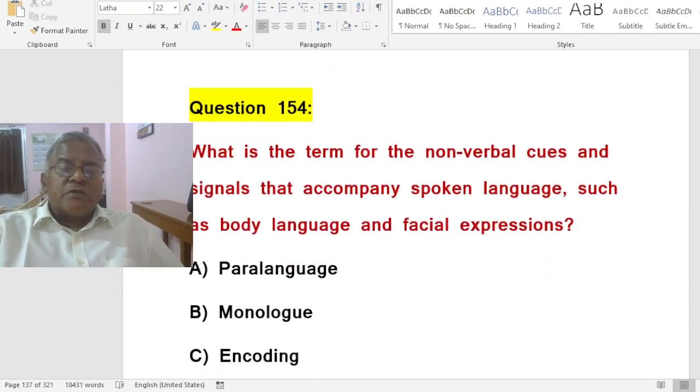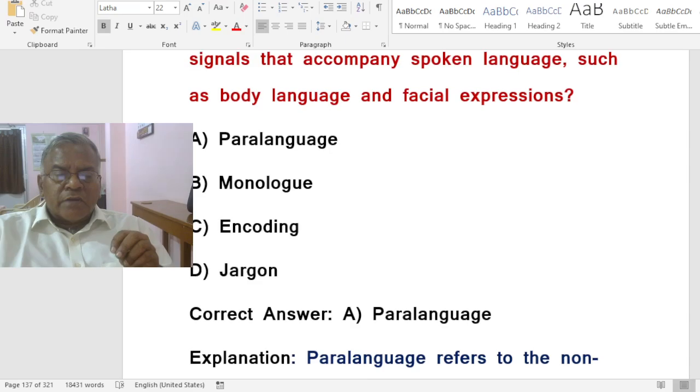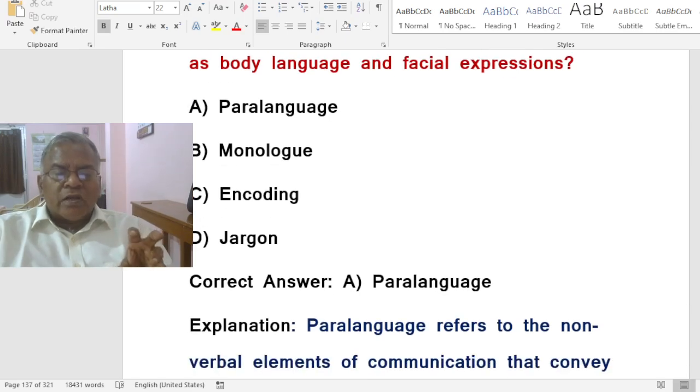What is the term for the non-verbal cues and signals that accompany spoken language, such as body language and facial expressions? A. Paralanguage. B. Monologue. C. Encoding. D. Jargon.